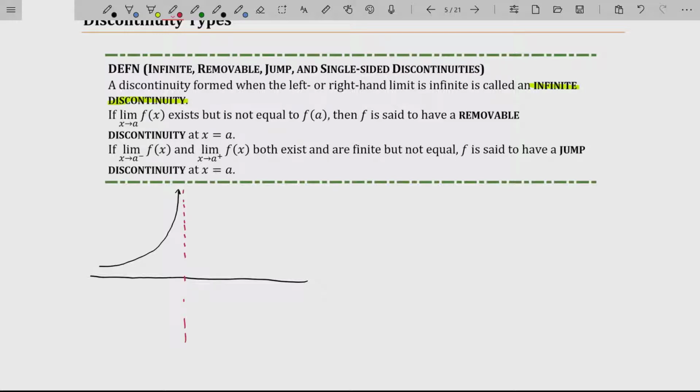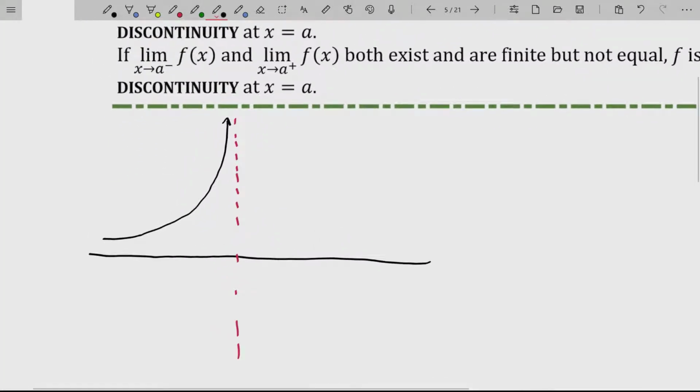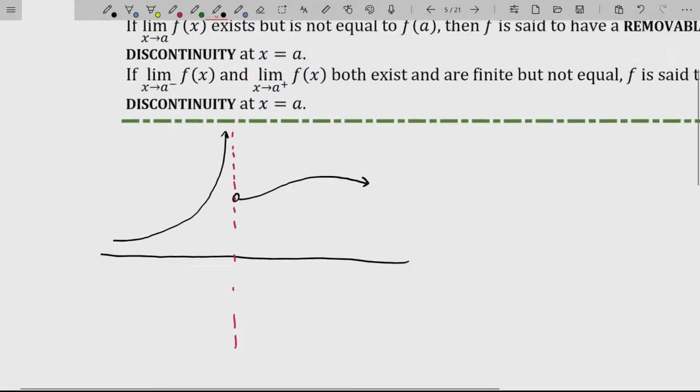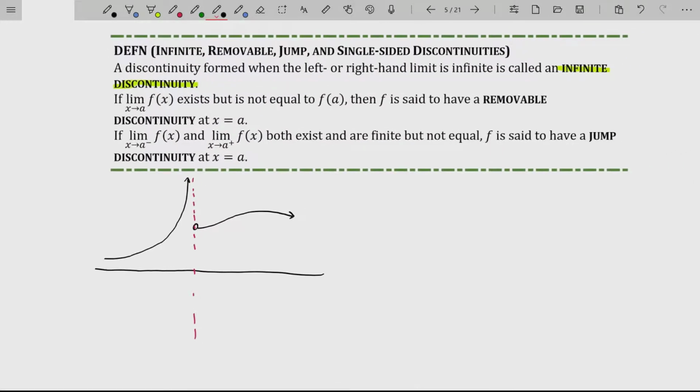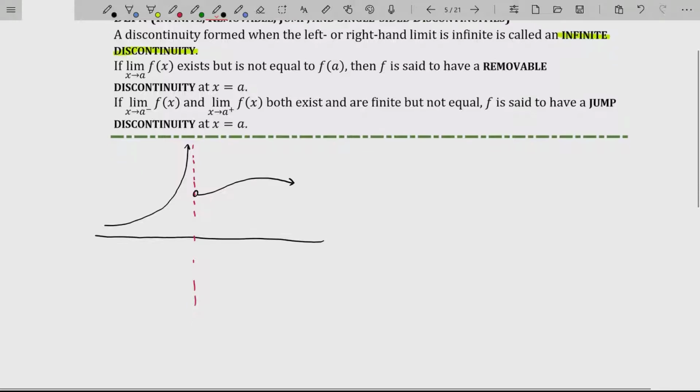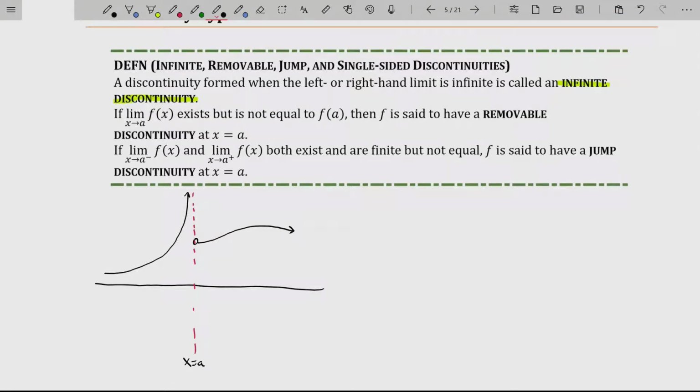By the way, it doesn't have to be that both the left and right hand limits are going to infinity. It just needs that one of them goes to infinity. So for example, this right here, let's say it does this or something like that. That would be an infinite discontinuity. The function's not defined at this point, x equals a. And yet, from the left and the right, one of those is an infinite limit. Therefore, this is called an infinite discontinuity.